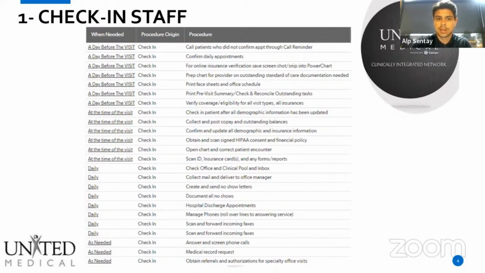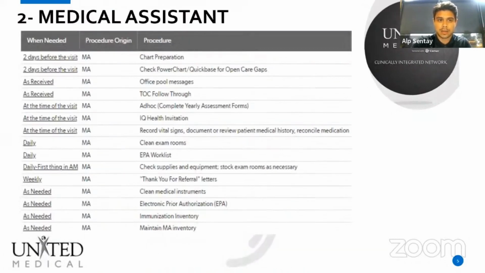automated call reminders. Then at the time of the visit, they have to make sure that the patient is checked in and all the demographic information has been updated and everything is up to date. They also need to collect and post copays and outstanding balances, so we're not dealing with high patient balances later on. Daily, they need to check the office and clinical pool and inbox. They need to collect mail and deliver it to the office manager. So duties like that.